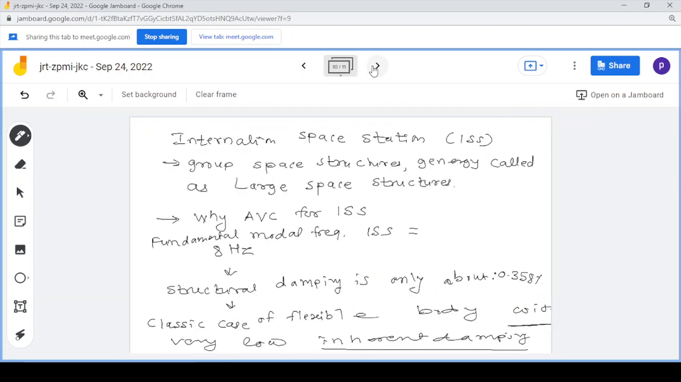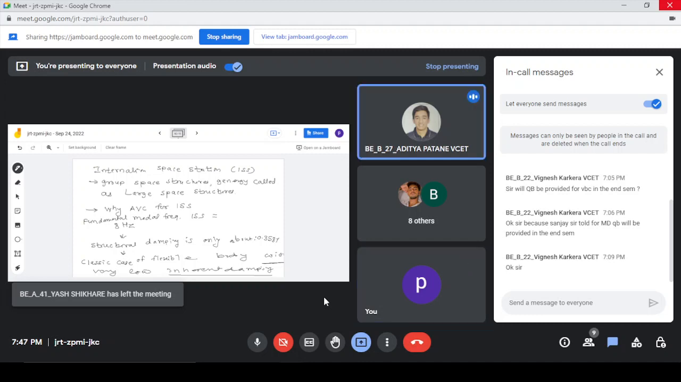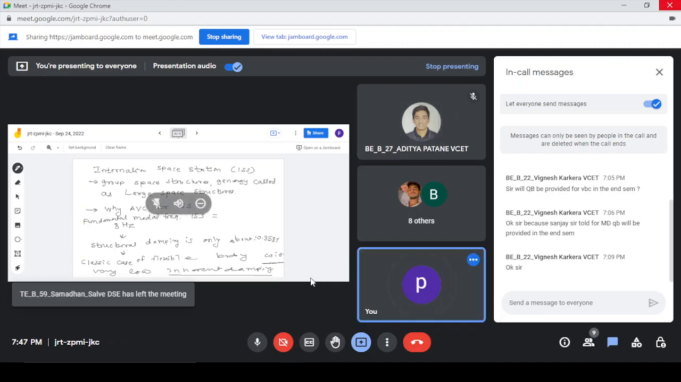Are you able to understand the example? Will you please repeat the question? Okay, what was the question? Why is active vibration control feasible in the case of the International Space Station?